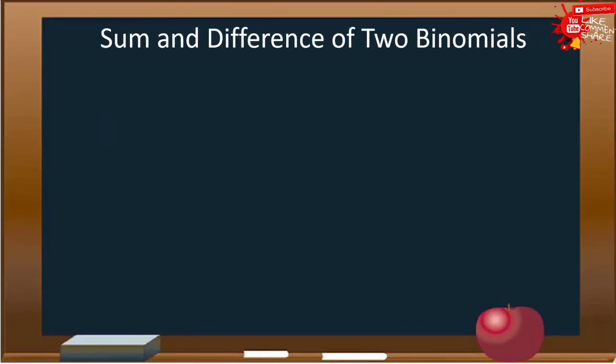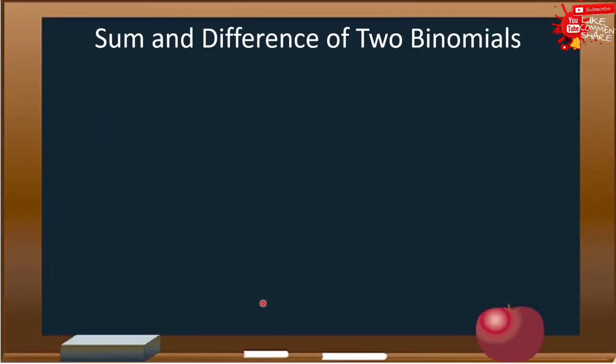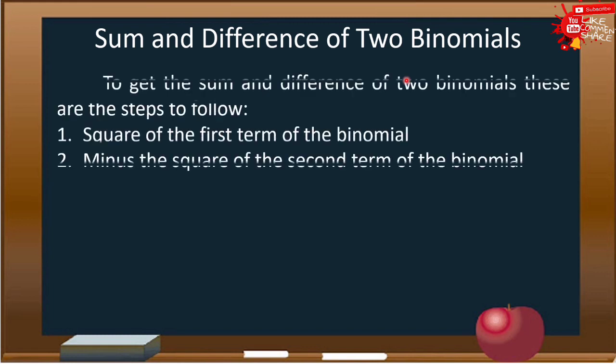Let us have our third special product. So we call it sum and difference of two binomials. So how do we get the sum and difference of two binomials? Okay, to get the product of the sum and difference of two binomials, these are the steps. So, square of the first term of the binomial minus the square of the second term of the binomial.